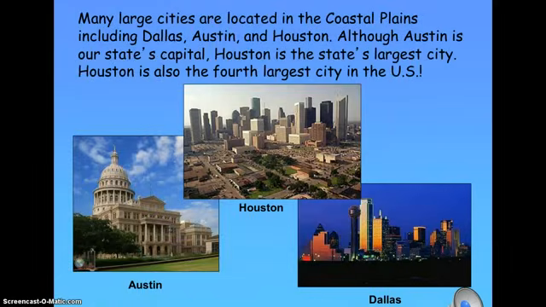Many large cities are located in the Coastal Plains, including Dallas, Austin, and Houston. Although Austin is our state's capital, Houston is the state's largest city. Houston is also the 4th largest city in the U.S.